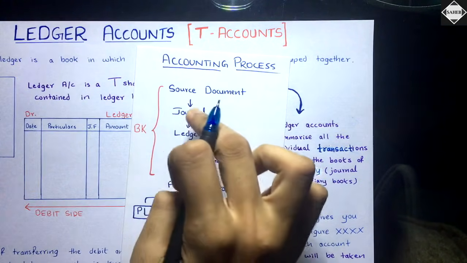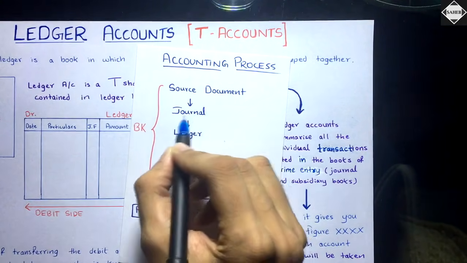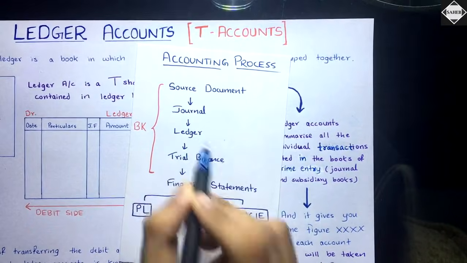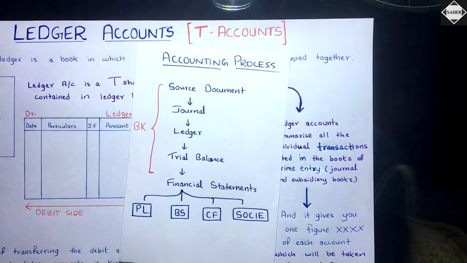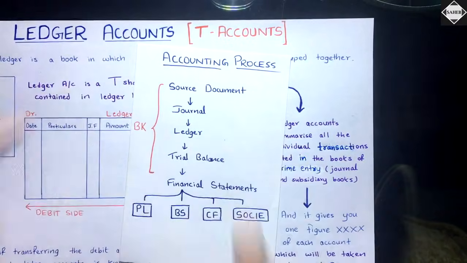Rather than going into the journal entries and analyzing, what we can do is, as soon as you pass the journal entries or record in the subsidiary books, you directly post to the ledger accounts, in the T account of Freddy. Whenever some transaction happens, you will take the source document, record the journal entry and do the posting in the ledger account.